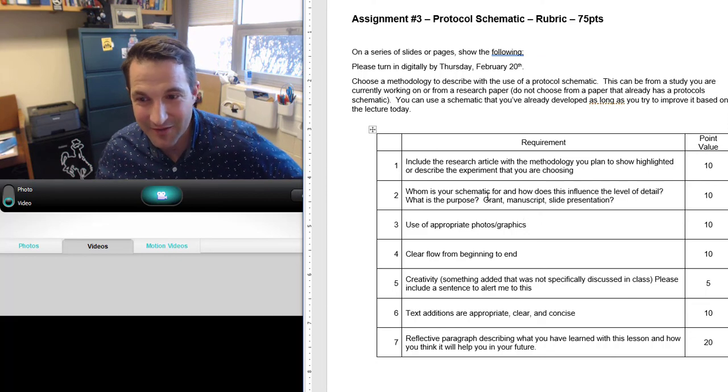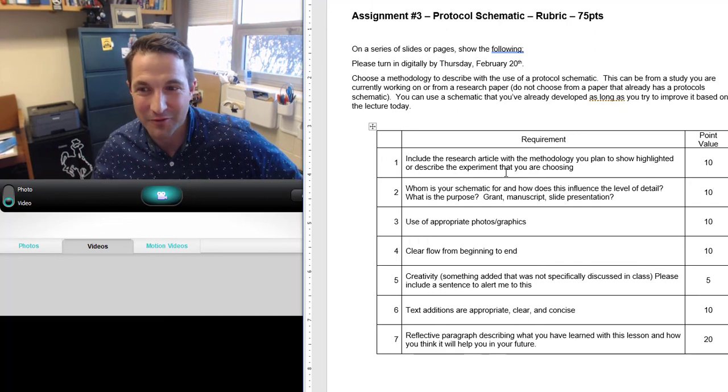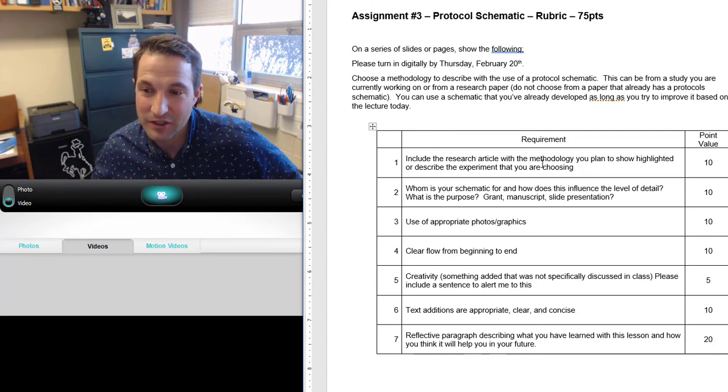I'm going to look them up. If you just repeat what's in there, that's not really getting any benefit for you for this protocol. So find a methodology that doesn't have a protocol schematic along with it. Then I want you to include that research methodology or describe the experiment just in a few lines, just so I know what we're working with.